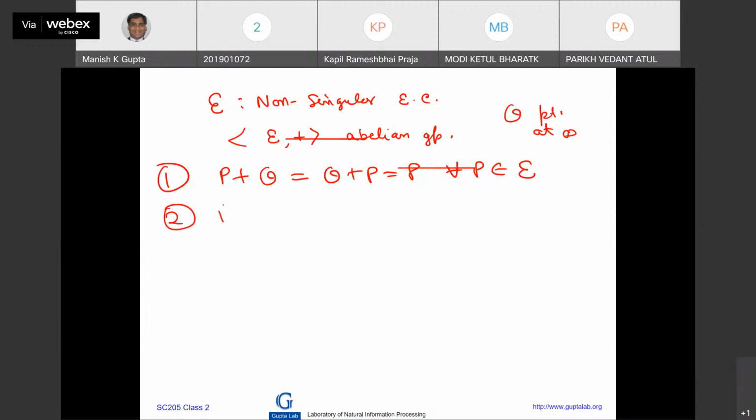Second, if P and Q are in E, say P is of the form x1 comma y1 and Q is of the form x2 comma y2. How do you define addition? So basically I am going to make three cases. Case 1.